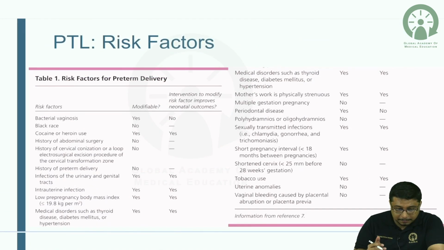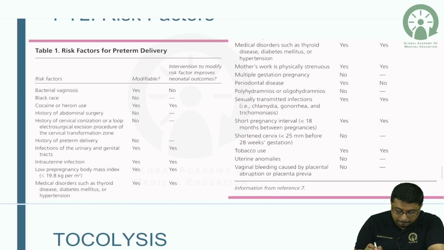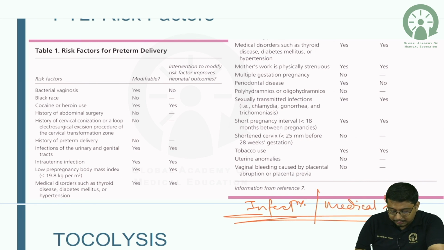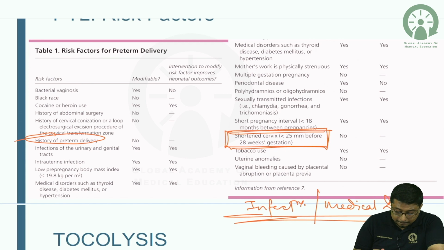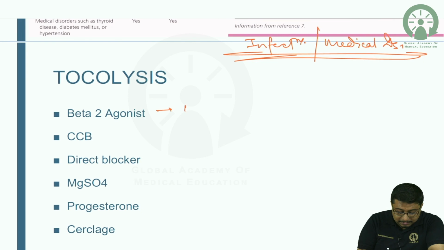So preterm labor, basically this chart is very, very important. This chart you can take, you may not need a screenshot actually, just understand that any infection to the mother or any medical disease in the mother is most likely to cause preterm labor. On top of that, history of preterm delivery and shortened cervix, that is cervix which is less than 25 millimeters, is important. So what are the tocolytic agents?